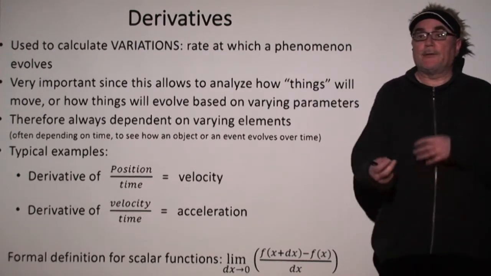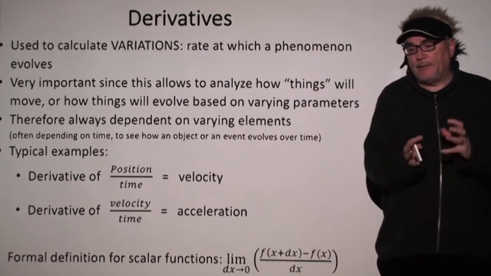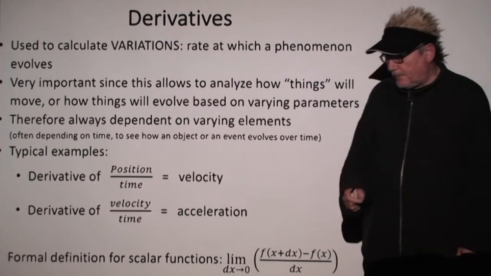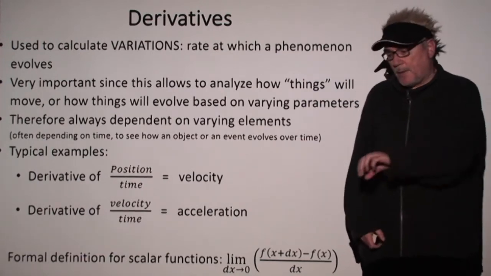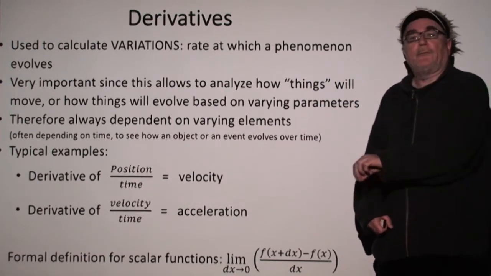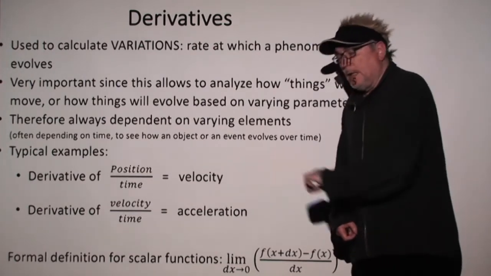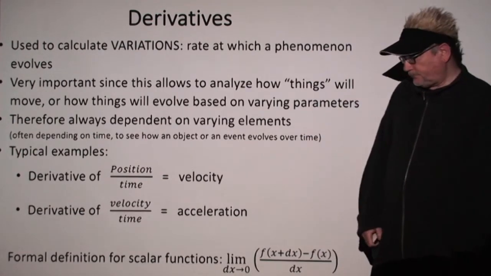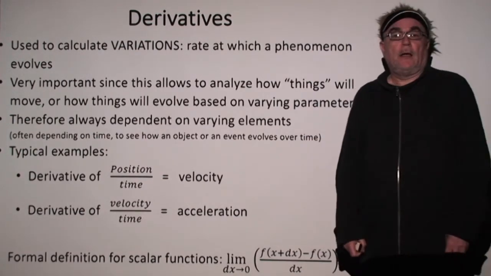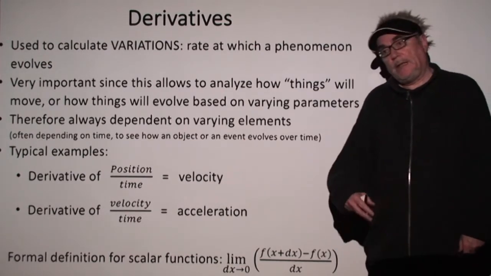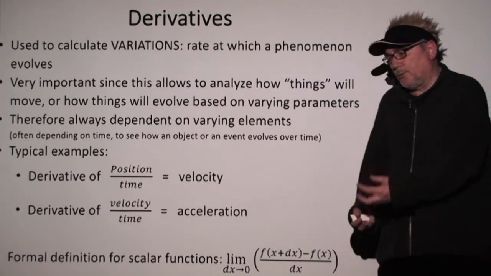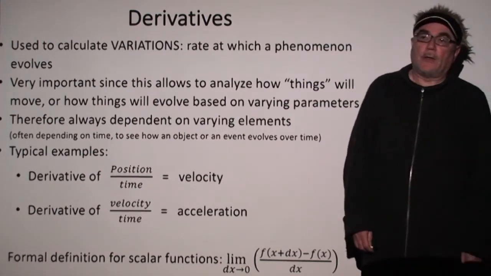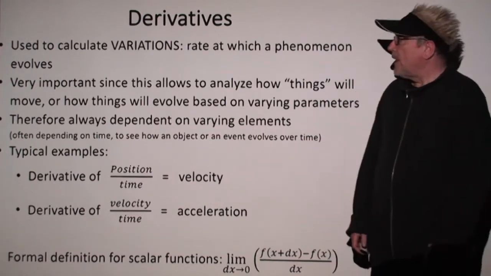Derivatives are used to calculate variations, how something evolves in time. For instance, if we have a function that gives us the position of an object, the derivative of that function will give us the speed, because it will give us the rate of change of the position in time. And similarly, the derivative of the speed will be the acceleration, because it gives the rate at which the speed goes faster or slower, etc. So that gives you an idea of what derivatives are.